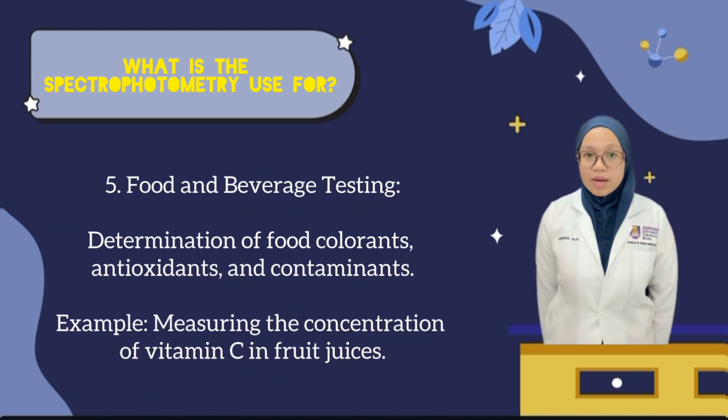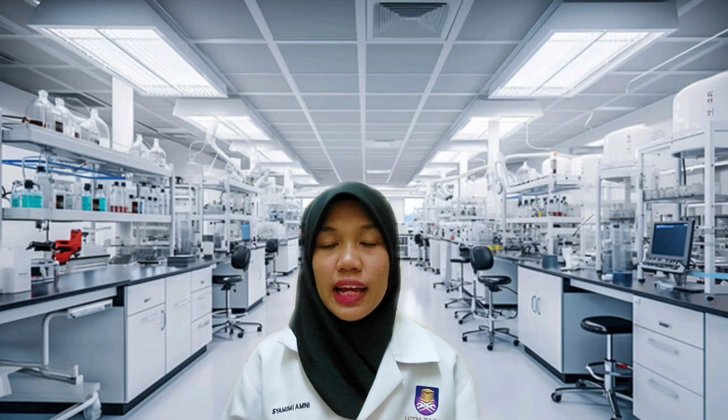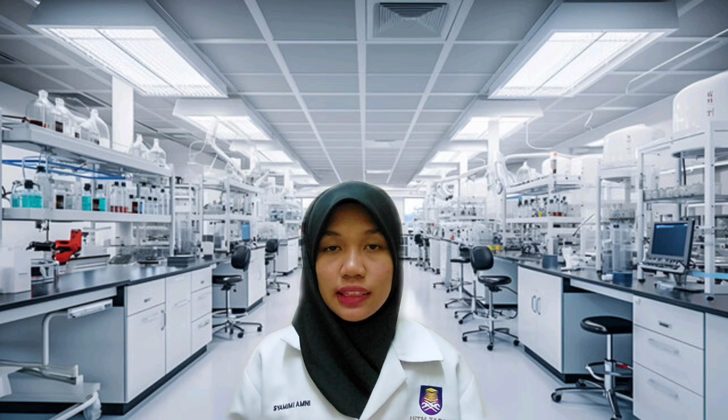Fifth, food and beverage testing, determination of food colorants, antioxidants, and contaminants. Example, measuring the concentration of vitamin C in fruit juice. Of all machineries we have in our lab, why do we choose spectrophotometer? Here are the advantages of the spectrophotometer.